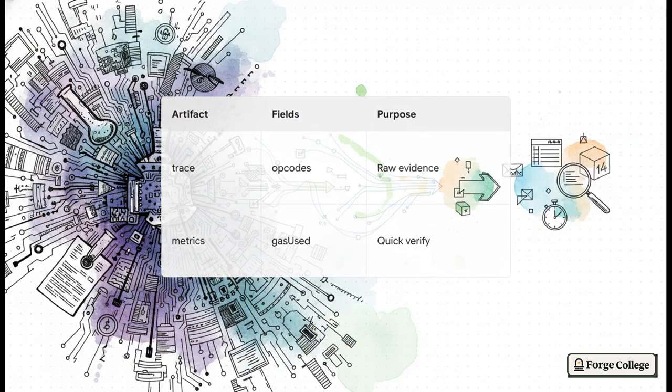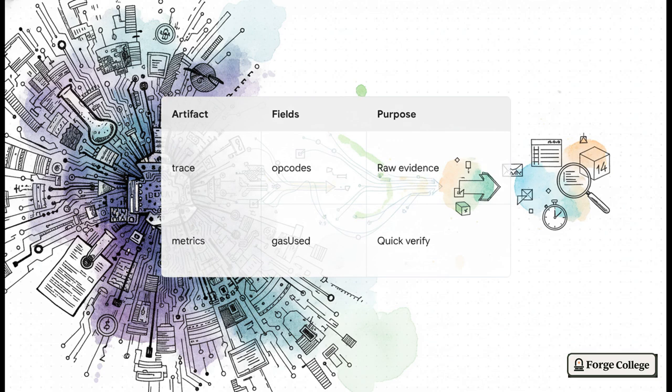Think of this as your lab results map. It connects the raw opcode evidence directly to human-readable metrics. You can see how the heavy, dense trace file gives us the path and the raw evidence. But let's be real, nobody wants to read millions of lines of JSON all day, so we parse that out into our metrics CSV file. This gives us the high-level summary: the transaction hash, the gas used, the status, and the block number, all of which allows for rapid verification.